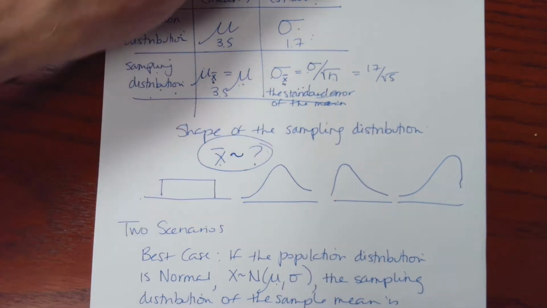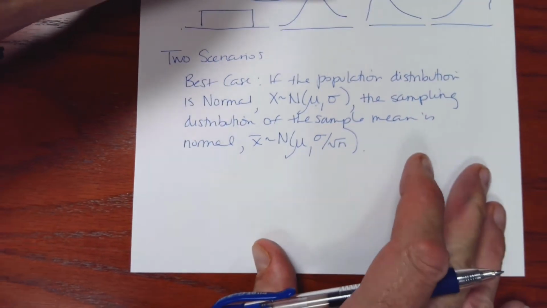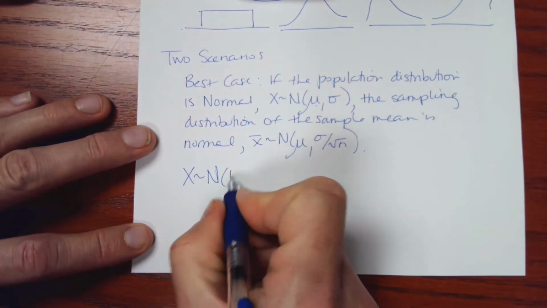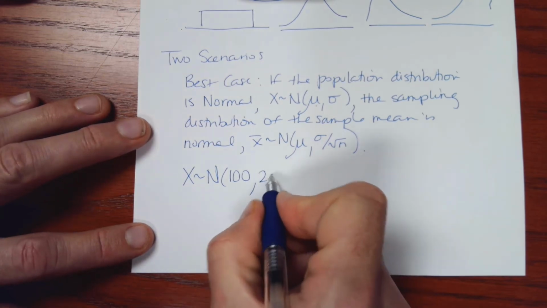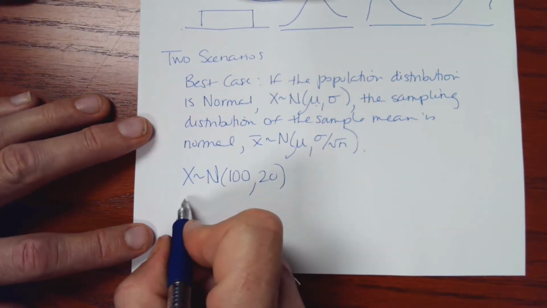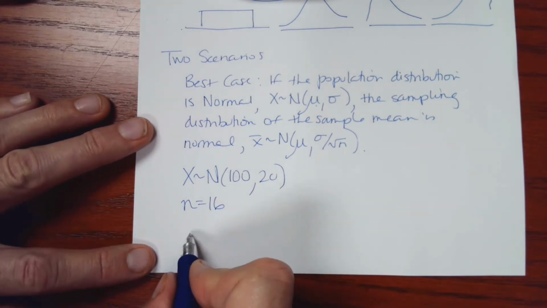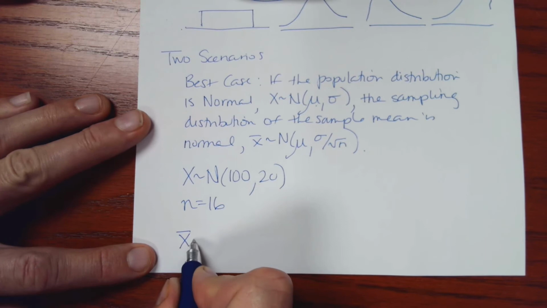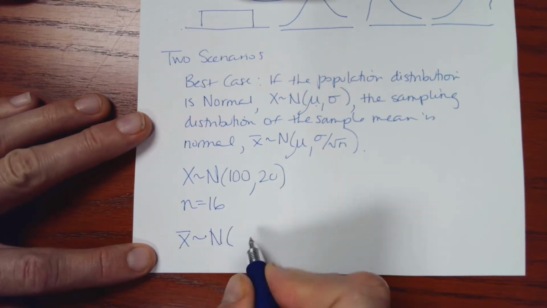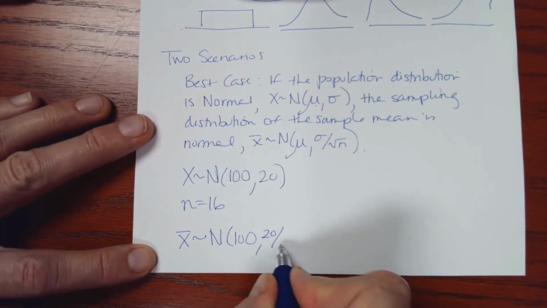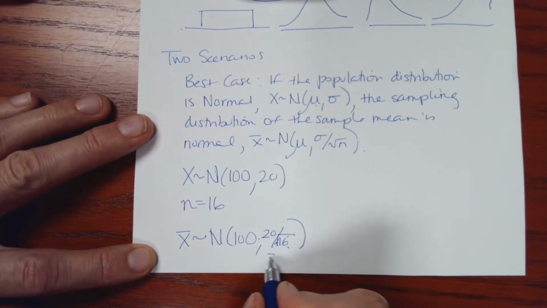So let's consider an example here where I know that the random variable x is normal. It has a center at 100 and a standard deviation of 20. And I'm going to take samples of size 16. And I'd like to know, what can I say about the distribution then of the sample mean? Well, it's going to be normal, also centered at 100, but the standard deviation will be 20 over the square root of 16. In other words, 20 over 4, which would be 5, so this equals 5.